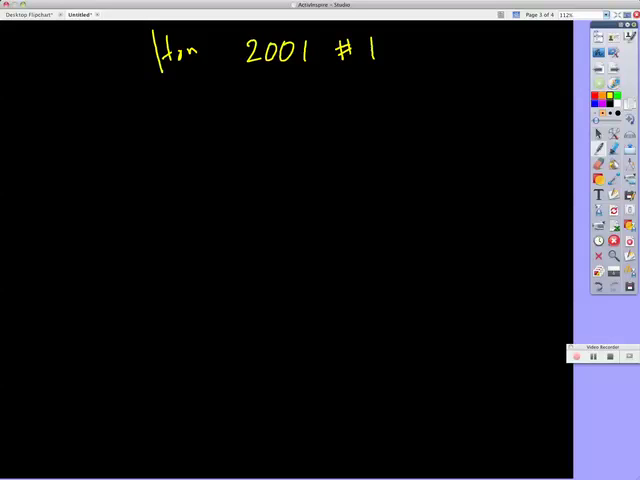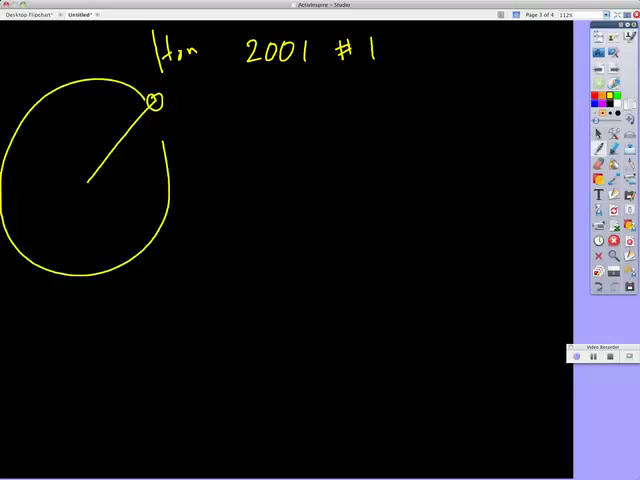So here we have a circle. Looks like spinning that way. There are points Z, P, Q. This is R, and that's a mass M. So A, draw and label the force exerted on the ball when at the points P and Q.